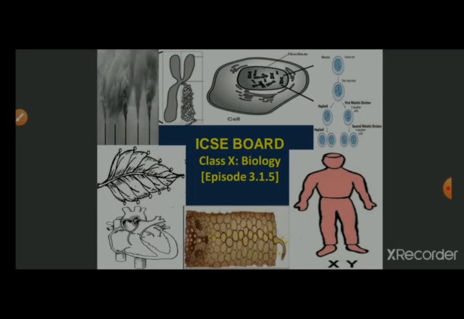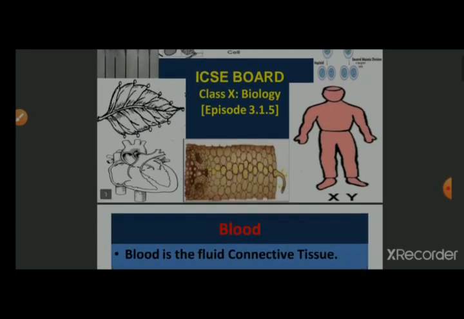In this episode we are going to talk about blood, that is the liquid connective tissue. So let us move on to the topic.